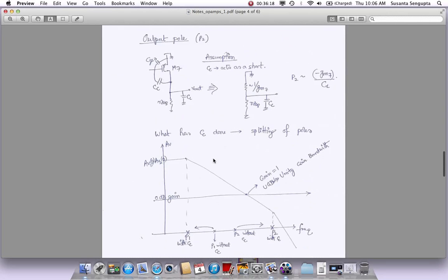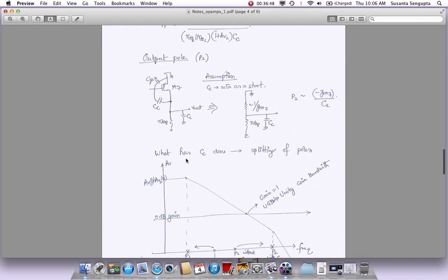I will also show this plot here. Let's say this is the same Bode plot, and this is where our pole was, when we didn't have the CC. Now when we insert the CC, it actually moved it inside by a big factor because of the gain of the second stage. By that 1 plus AV2 term, it has moved it significantly inside. So it pulls one pole inside. The pole that used to be here is now here.